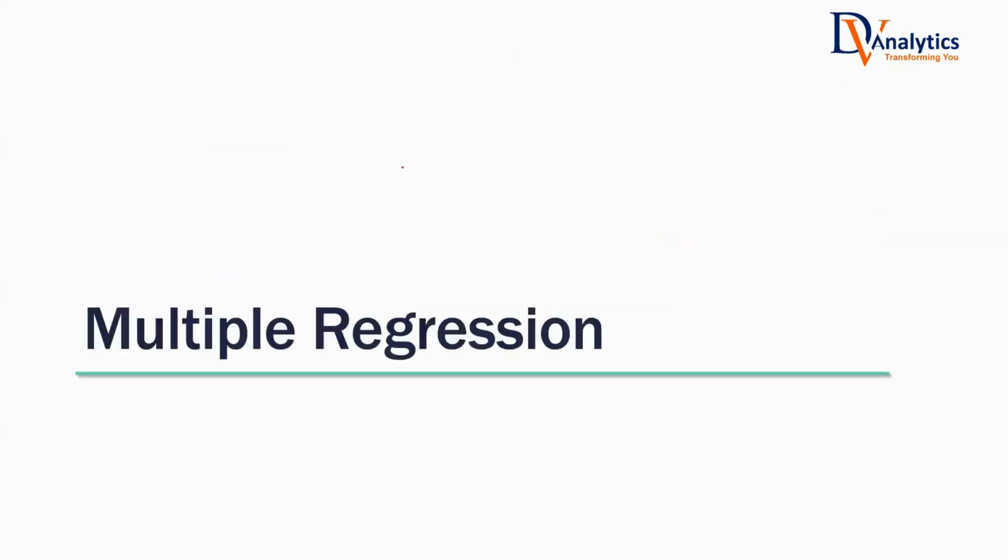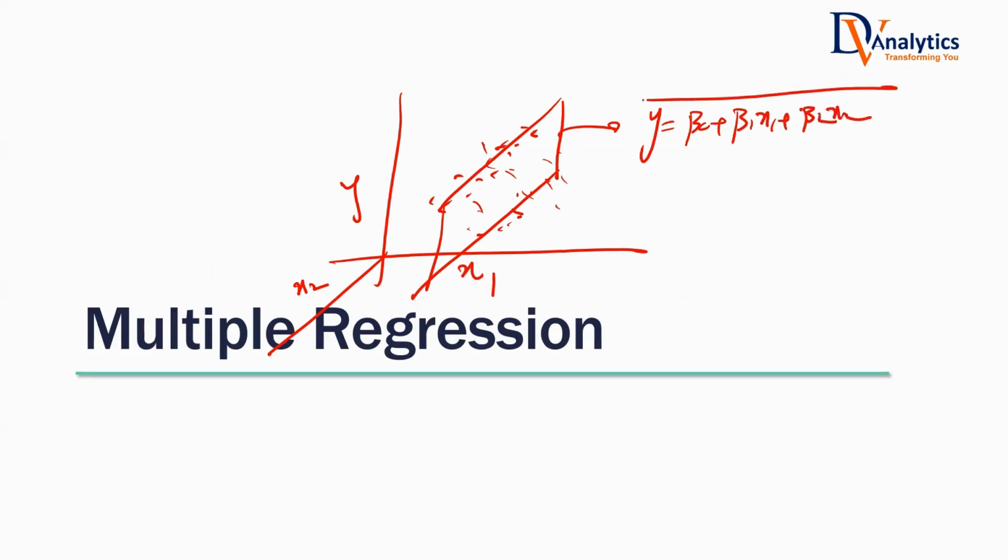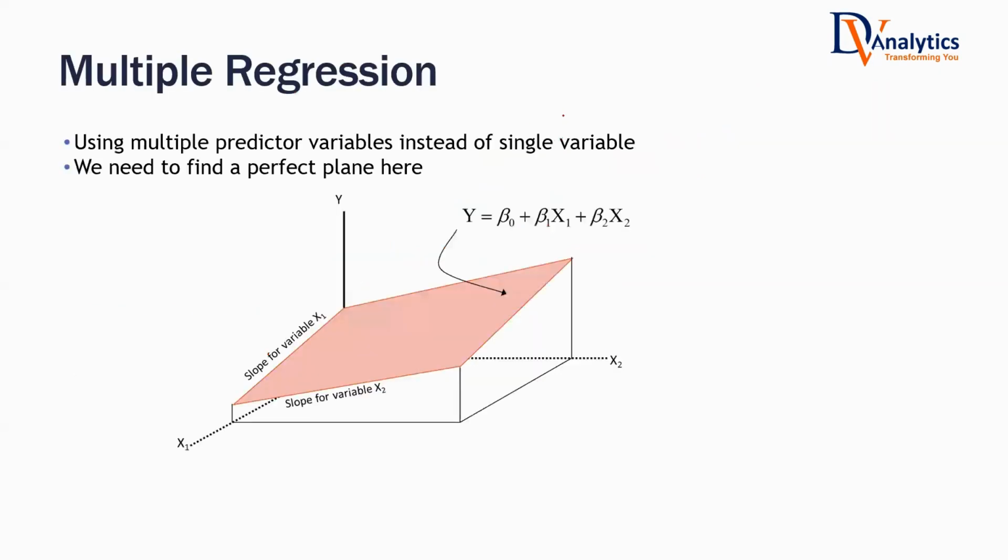Earlier, the model was X versus Y. It looks somewhat like this. Now, if it is X1, there is another dimension X2. Then we will be building a plane. Some points are above it, some points are below it. We are adjusting this plane. This is Y equal to beta naught plus beta 1 X1 plus beta 2 X2. This is the regression line if you have two features. This is known as multiple regression line.